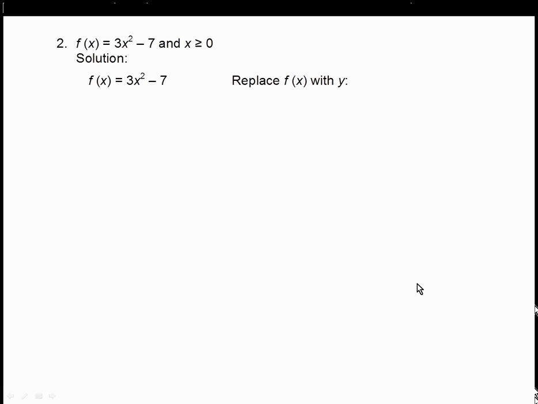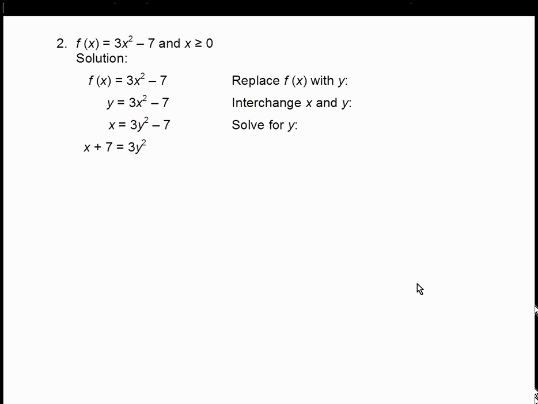So again, we're starting with f of x equals 3x squared minus 7. Remember, step 1, you're supposed to replace f of x with y. So I'm going to have y equals 3x squared minus 7. Step 2 was to interchange x and y. So I'm going to have x equals 3y squared minus 7. We then take that equation and solve it for y. Again, y is on the right-hand side. I'm going to leave it there. So first, let's add 7 to both sides. So I'll have x plus 7 is equal to 3y squared.